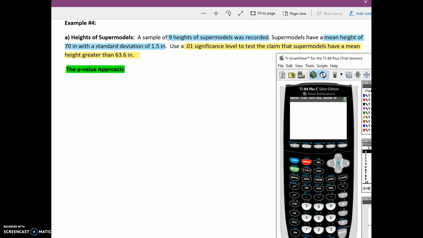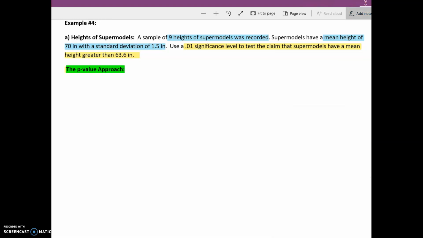Hi class, let's take a look at example 4. Now, the first portion of the problem is to determine what type of test we're actually performing. So take a second and read the problem. And the main question that we're actually trying to address first is, do we have the values of sigma? So in this case, is sigma given? And unless they mention that we have the standard deviation of the population, in this case, we don't have it.